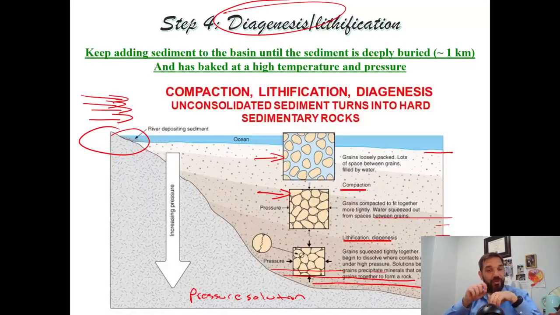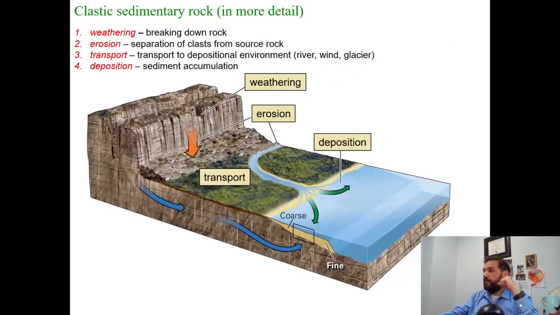So you can actually glue pieces of rock together just from pressure. Okay, and that's a very common way. It's called pressure solution. It's a very common way of gluing grains of rock together and finishing up the process of diagenesis.